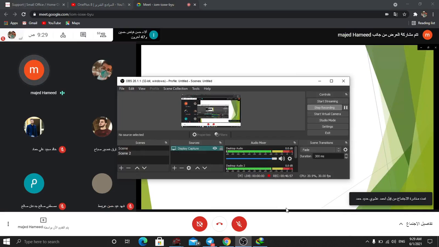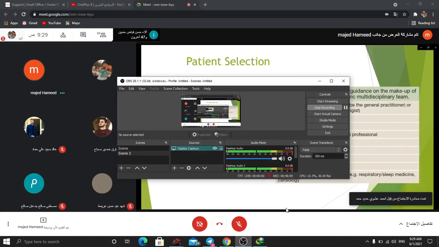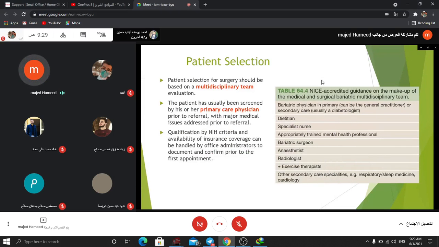Pre-operative issues. Patient selection for surgery should be based on a multidisciplinary team. The multidisciplinary team includes a bariatric physician, dietitian, specialist nurse, appropriately trained mental health professional, bariatric surgeon, anesthetist, radiologist, exercise therapist, and others like respiratory sleep medicine and cardiology.